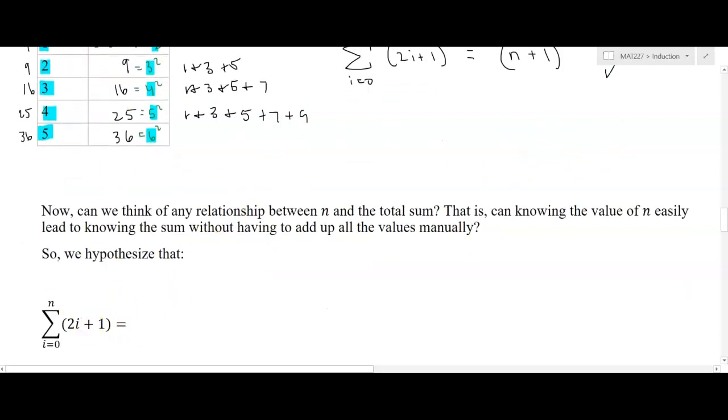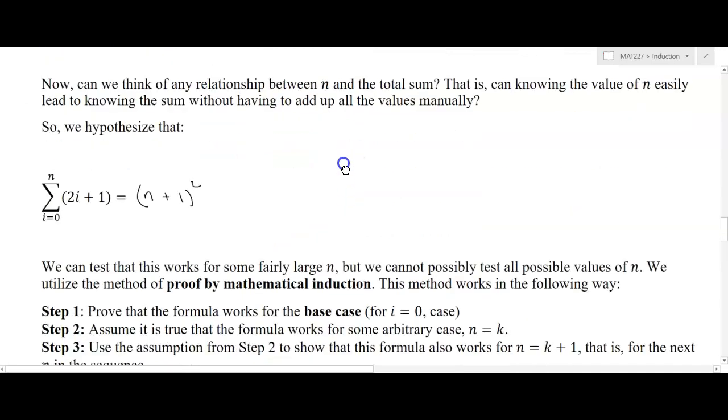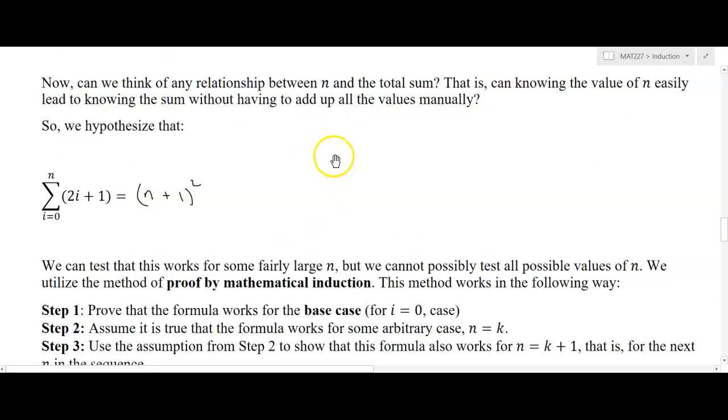So we hypothesize that. We've said that this seems to be more rapidly done by just taking the value of n, adding 1 to it, and squaring it. You don't have to go through the manual process of adding up those individual numbers. We found a shortcut. But here's the question. We can test this and it works for some fairly large n, but we cannot possibly test all possible values of n. We utilize the method of proof by mathematical induction.